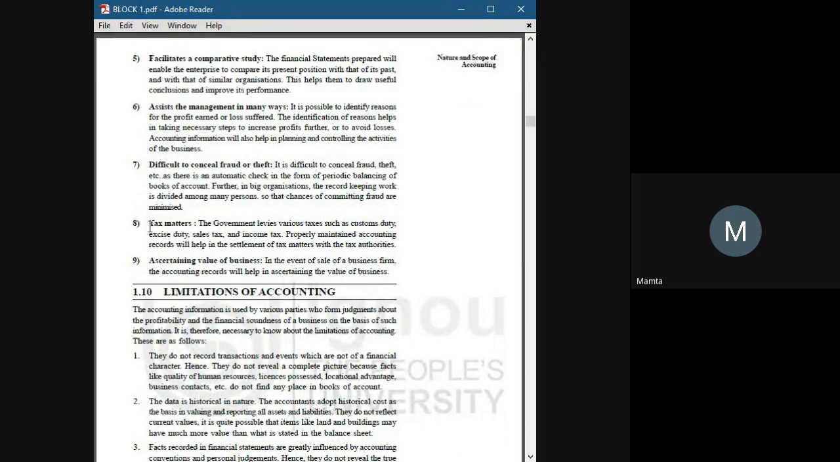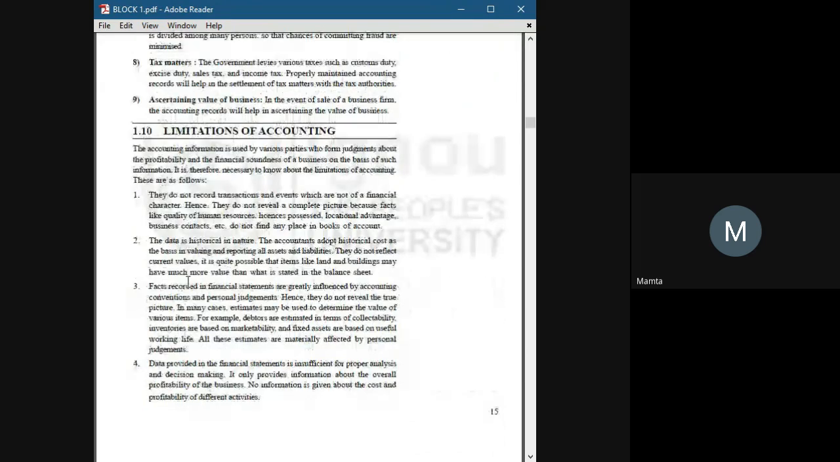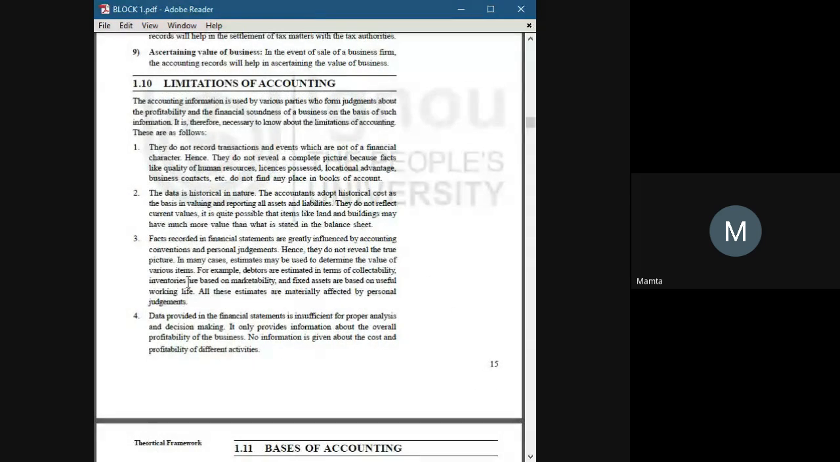It helps for tax matters and ascertaining the value of business. Now, limitations. The first limitation is no record of non-monetary transactions. We do not record any kind of transaction which doesn't have monetary value. Like emotions, values of a person are not catered for in accounting. There is no place for emotions in accounting.